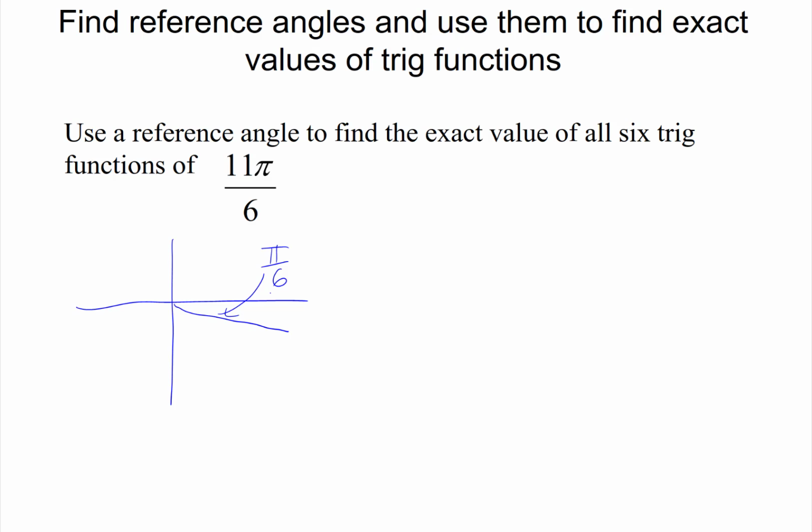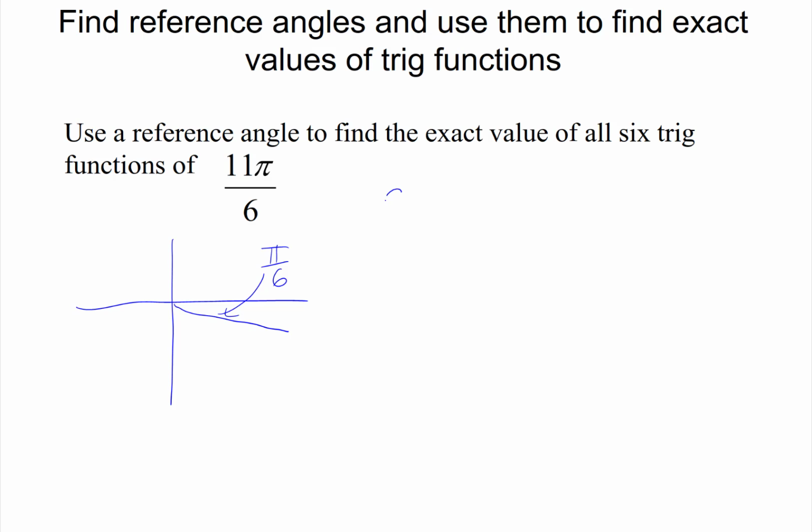And so all of the trig functions for 11 pi sixths are going to have the same value as the ones for pi sixths, except that we need to consider the quadrant that 11 pi sixths is in. We may need negatives on them.